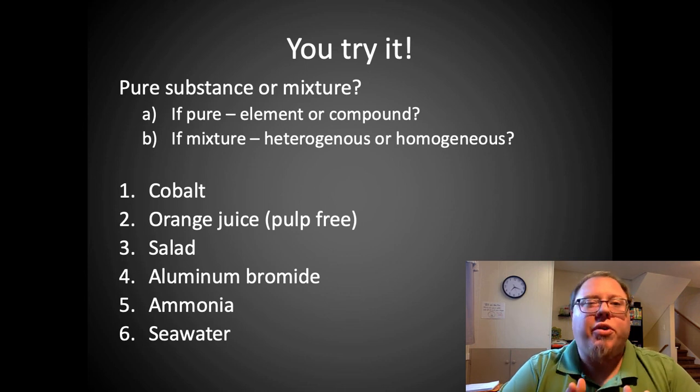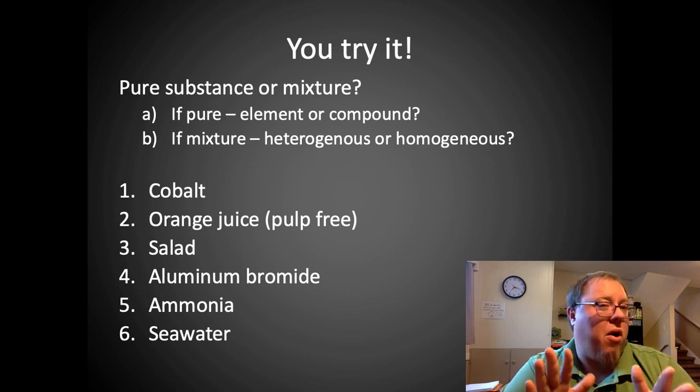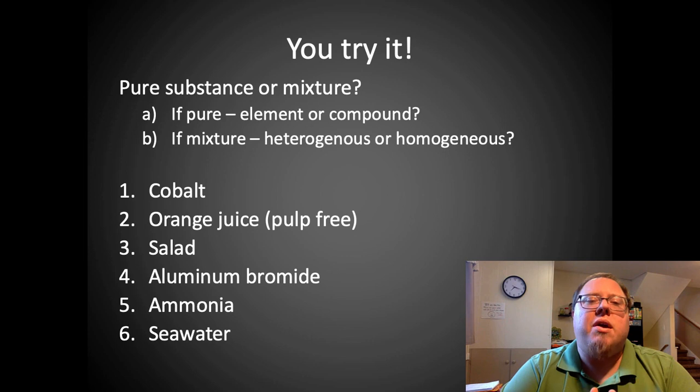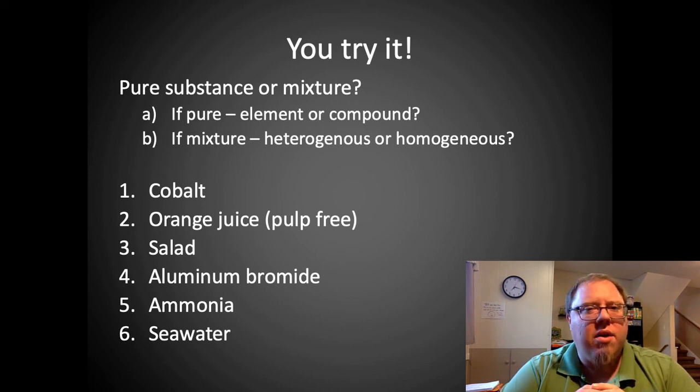Okay, so cobalt. Cobalt, it's on the periodic table first off. So that would be pure, just cobalt, and it is an element. Okay, it's not a compound. So pure element. Orange juice, pulp-free orange juice, trying to be specific here. That is a mixture of a bunch of things like sugar and flavoring and water, but it is homogeneous. Okay, as long as it's pulp-free, there's not any chunks floating around. It is homogeneous. They're well mixed.